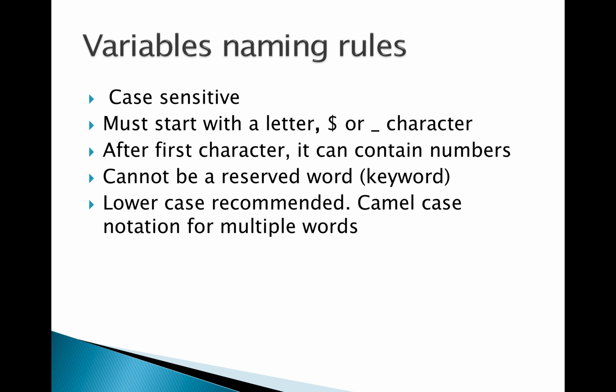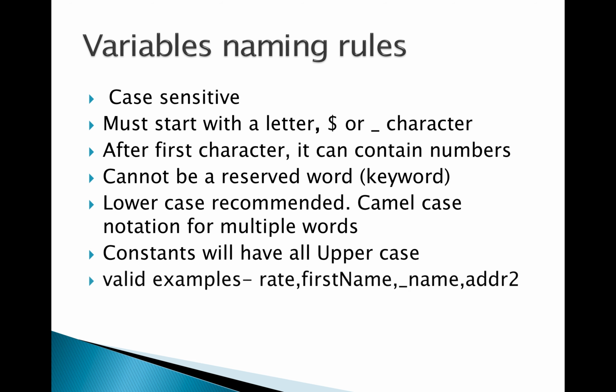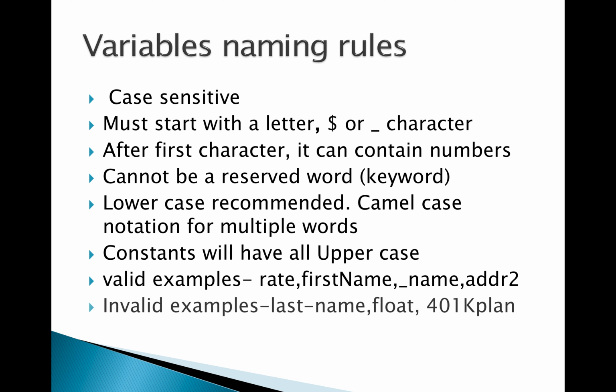For variable names, we recommend lowercase. Camel case notation should be used in case of multiple words. Constants will be all uppercase. These things we even learned some time before. Valid examples of variable names are rate, and firstName. Since it has two words, I have a small f and a capital N. You can also start with an underscore, like _name, and you can also have numbers in it, like address2.